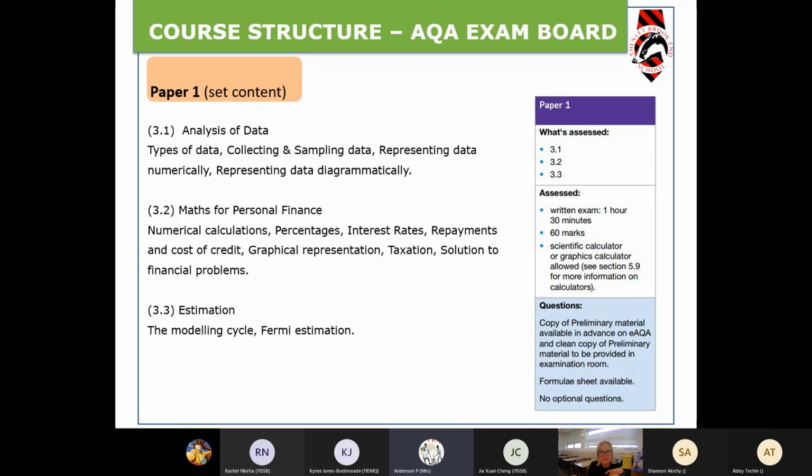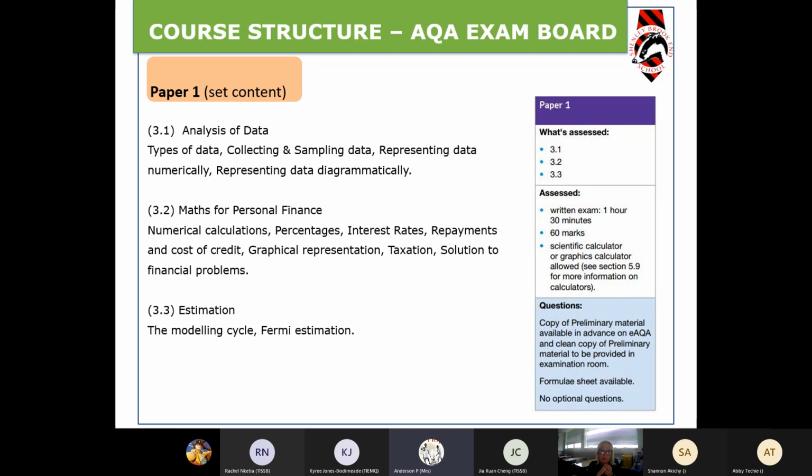So that includes analysis of data, so types of data which you will have come across before, discrete, continuous, all that kind of thing. Collecting and sampling data, so it will look at questionnaires, types of sampling, so random sampling, systematic sampling, which you might have done a small element of, but perhaps not so much. Representing data numerically as well as diagrammatically, so that's your drawing of your charts, and also being able to interpret them.